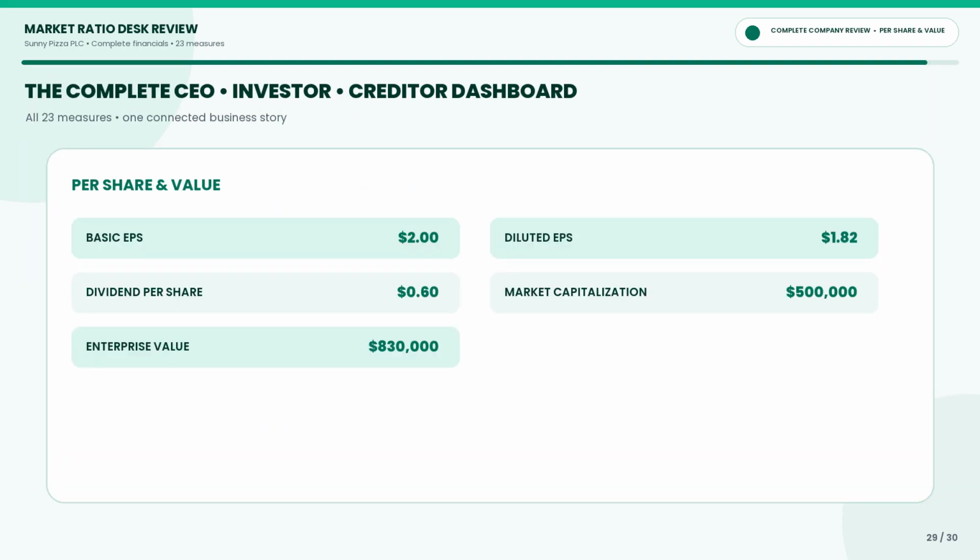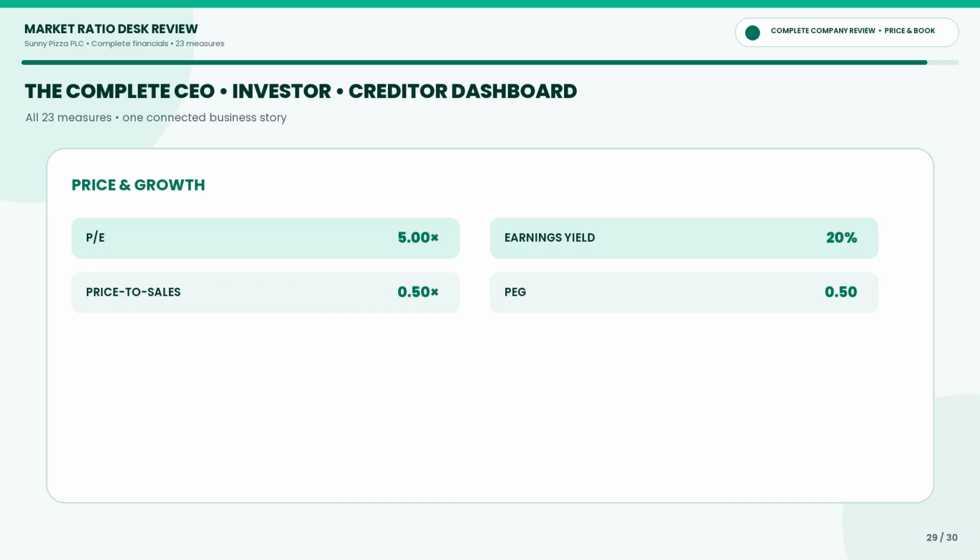Now step back and read the complete dashboard. Per share results are $2 basic EPS, $1.82 diluted EPS, and 60 cents dividend per share. Market capitalization is $500,000, while enterprise value is $830,000. The price and growth family contains 5 times P to E, 20% earnings yield, 0.5 price to sales, and 0.5 PEG. Book measures are $5 book value, 2 times price to book, $4 tangible book value, and 2.5 price to tangible book.